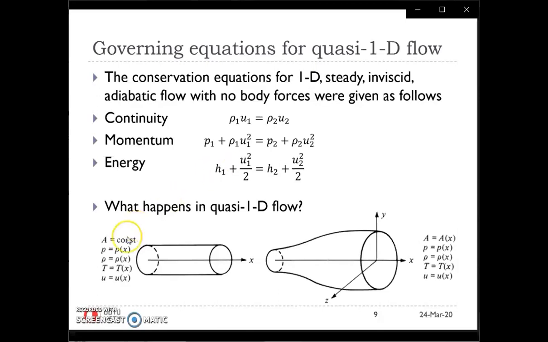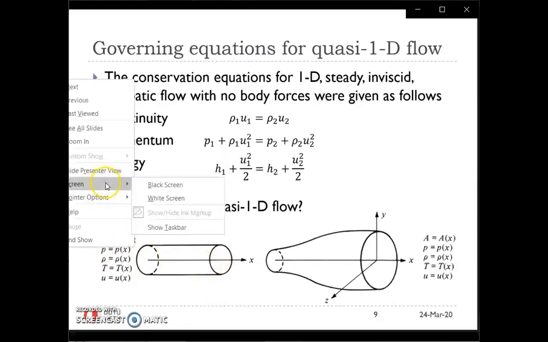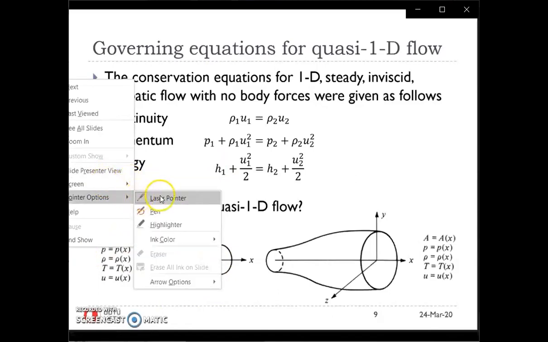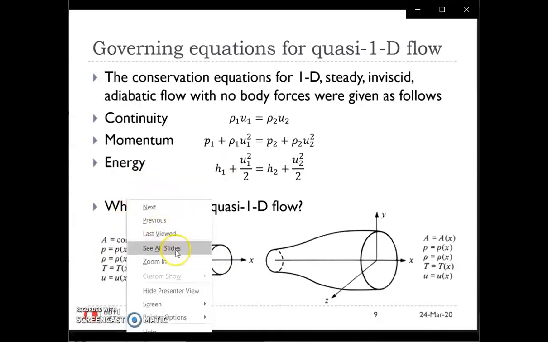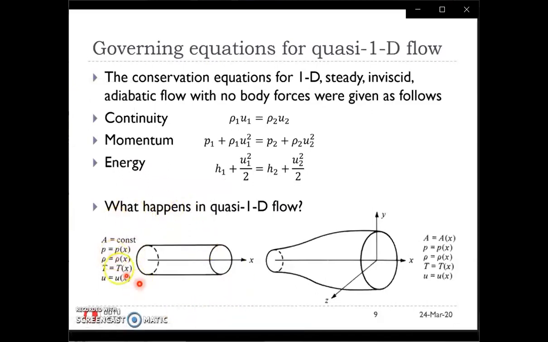First of all, if you remember, we talked about this geometry, the one on the left, which is basically a constant area duct flow. The flow parameters are changing. They're functions of x. They're only changing along x, so that's why we call it one-dimensional flow. But the area does not change.